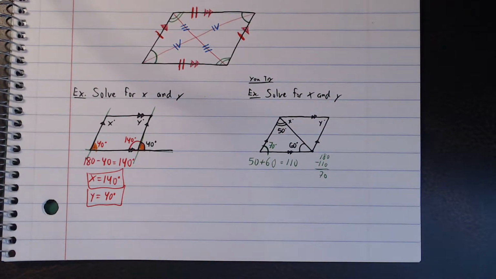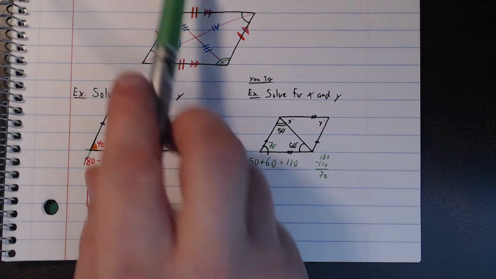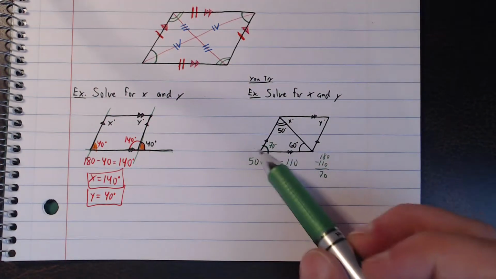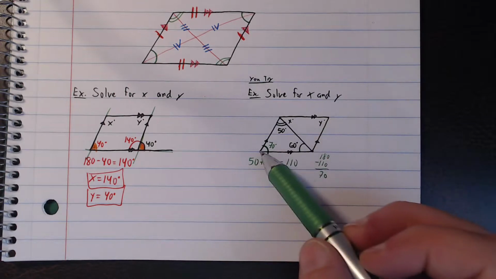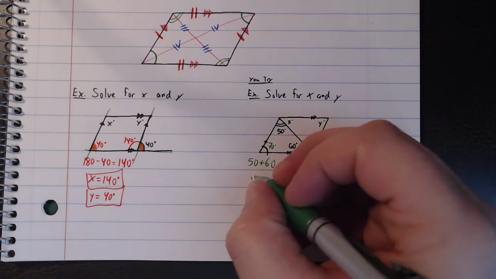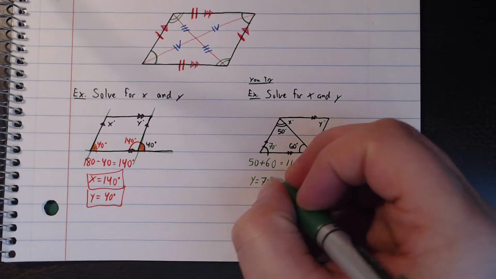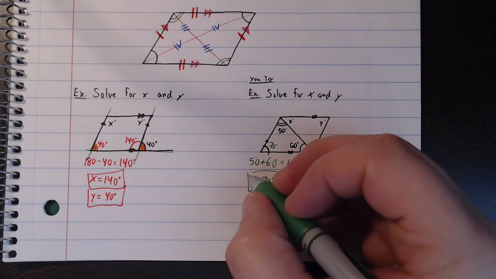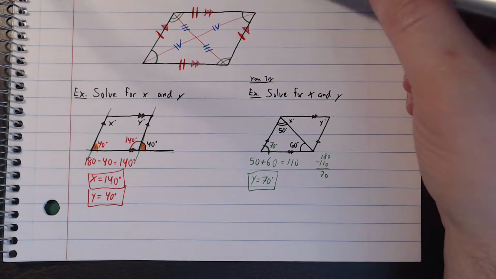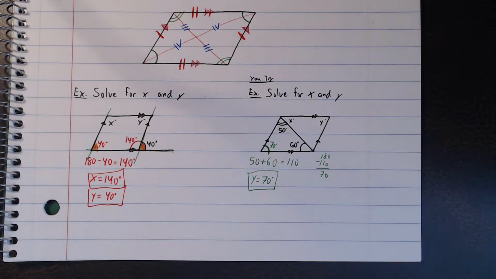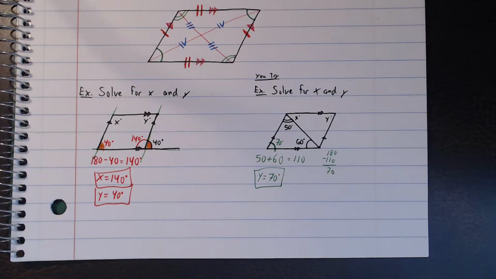Alright, but why do we care about that angle? Because we know opposite angles are congruent. And these right here and here are our opposite angles. So we found y to equal 70 degrees. That was coming from one of these theorems, right? Theorem 2. But if we want to find x, we're going to do a little bit differently.